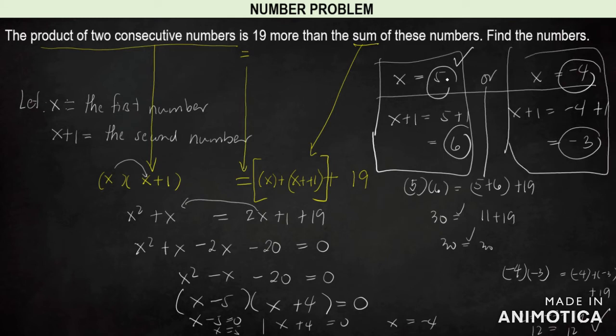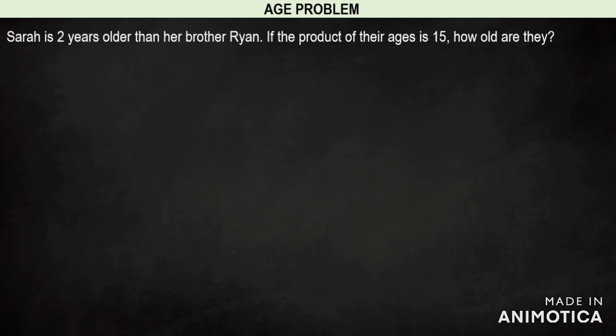Okay, so we have x is equal to 5 and x is equal to 6, or x equals negative 4 and x is equal to negative 3. Okay, so very easy. So the numbers are 5 and 6 or negative 4 and negative 3. Okay, for the age problem, we have here Sarah is 2 years older than her brother Ryan. If the product of their ages is 15, how old are they?